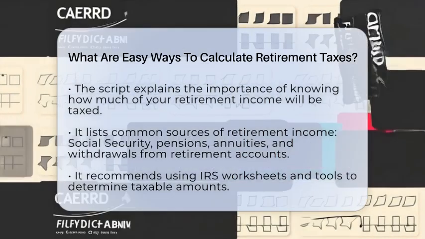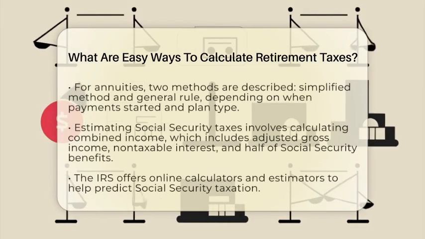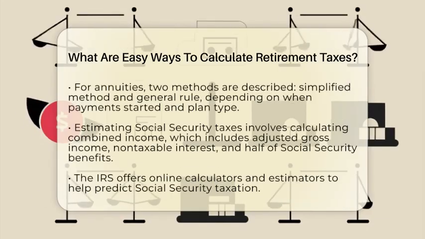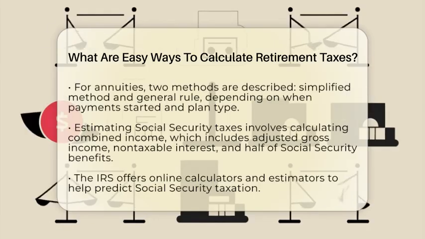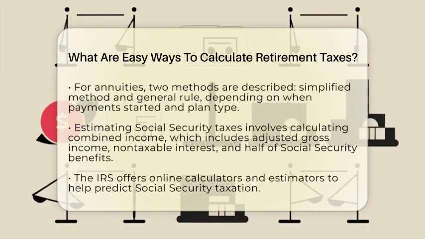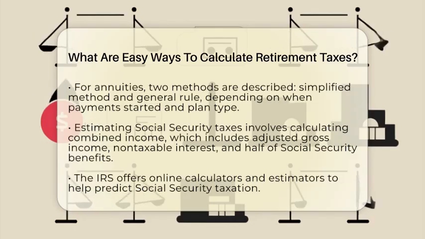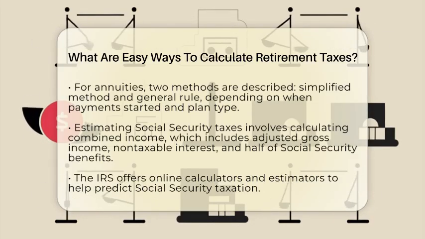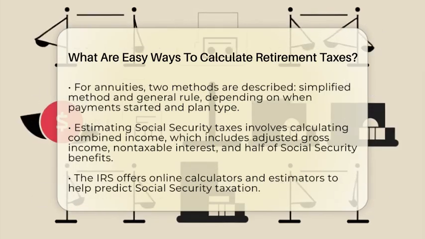The simplified method works if your payments started after 1996 from qualified plans. It involves dividing your after-tax contributions by the total expected payments to find the tax-free part. The general rule uses IRS life expectancy tables to separate taxable and tax-free amounts, especially for non-qualified plans. These methods help you see exactly what portion of your payments is taxable.